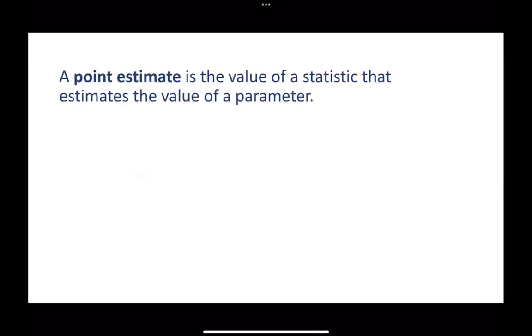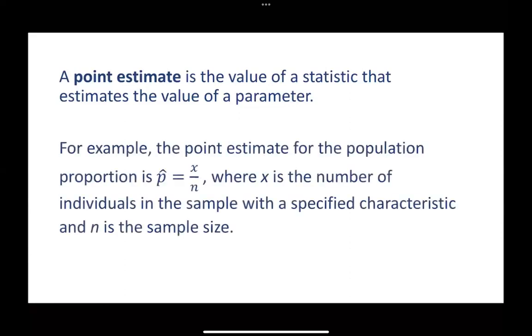Okay. So point estimate, we've done this before. It is a value of a statistic that estimates a parameter. Remember, statistic refers to a sample, and parameter refers to a population. So just like before, we take the number of successes and divide it by the sample size. Successes could just be how many individuals have a specific characteristic. And that is our p hat. We dealt with p hat in chapter 8.